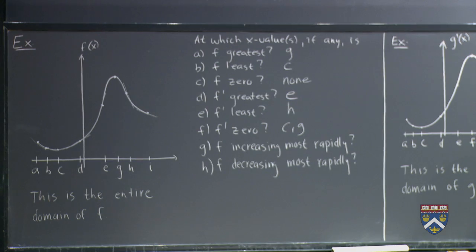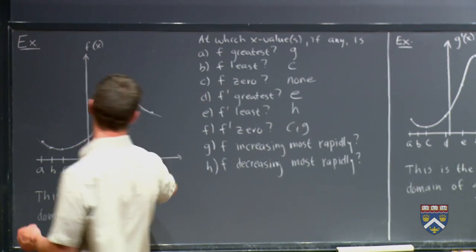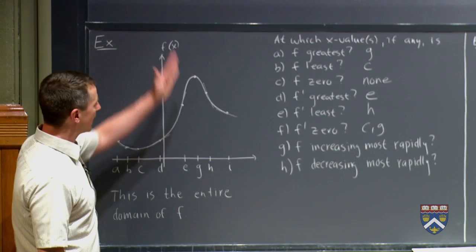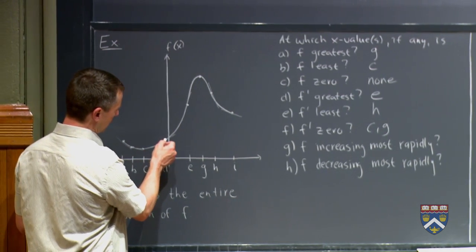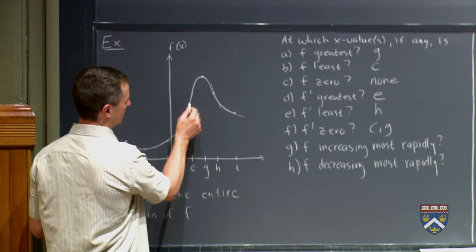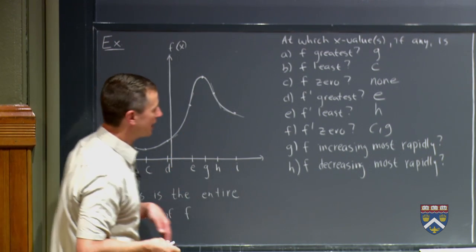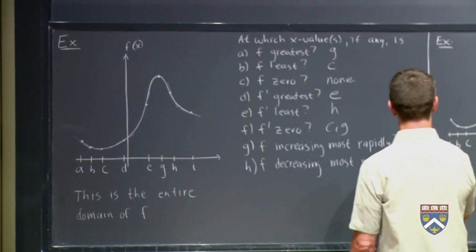And then where is f increasing most rapidly? That's like if you were walking along this, if this were a mountain you were climbing, where are you climbing up most steeply? So you're not climbing steeply at all. Now you're climbing more and more steeply, more and more steeply. Right here is where you're climbing the steepest ever. So that is at E.